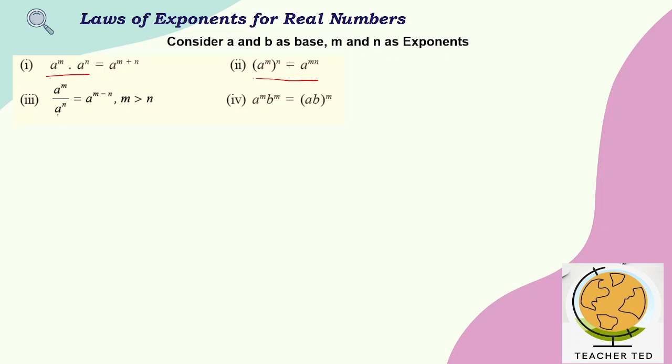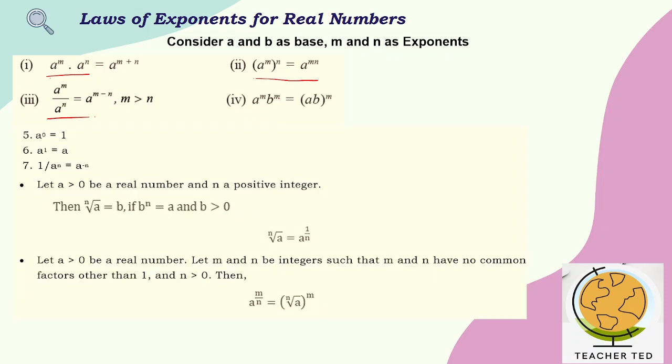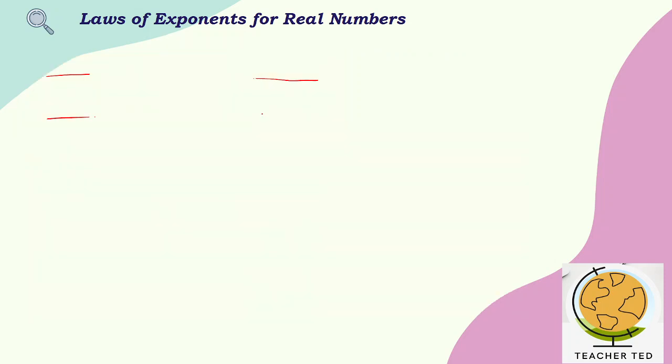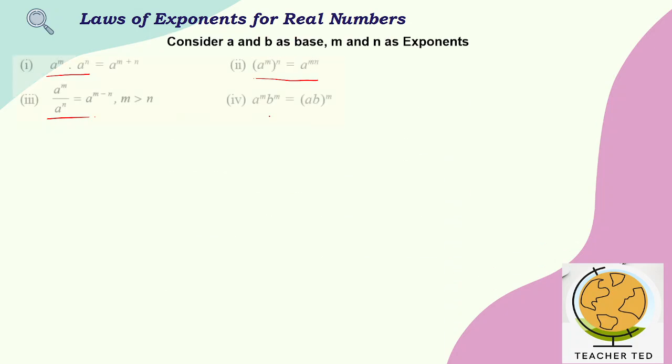A to the power of m divided by a to the power of n gives a to the power of m minus n. If the bases are the same, you need to subtract the powers, where m should be more than n. So this is the third law. The fourth law of exponents says a to the power m times b to the power m gives ab to the power of m.